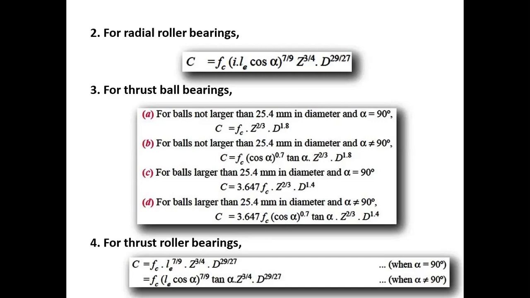For the thrust roller bearing, C is given as Fc L e raised to 7/9 into Z raised to 3/4 into D raised to 29/27, when alpha is equal to 90. And when alpha is not equal to 90, then Fc into Le into cos alpha raised to 7/9, tan alpha, into Z raised to 3/4, and D raised to 29/27.